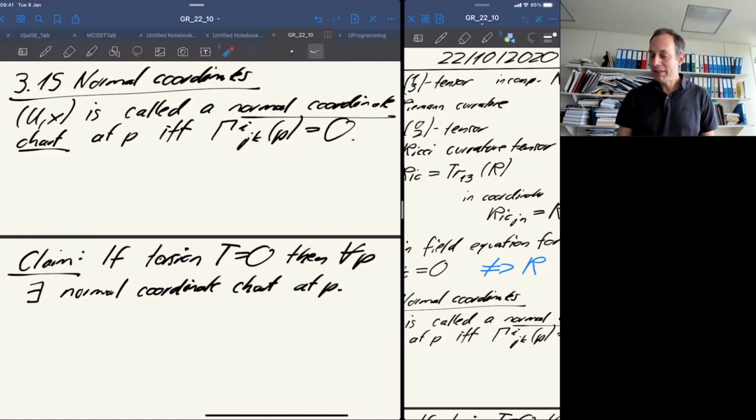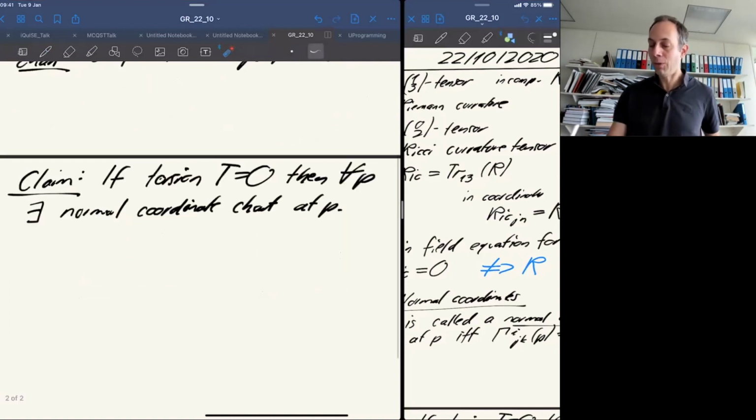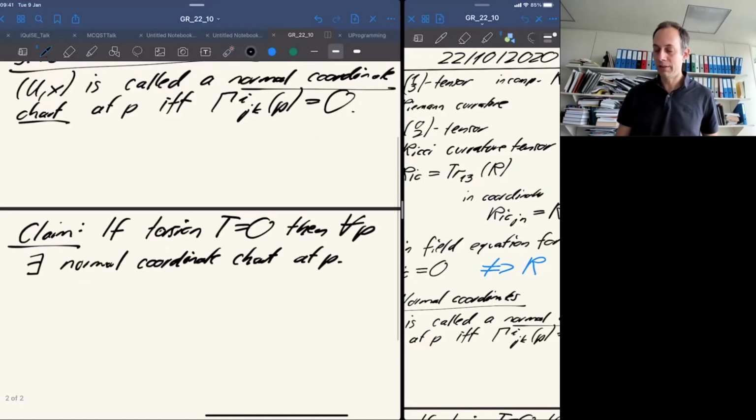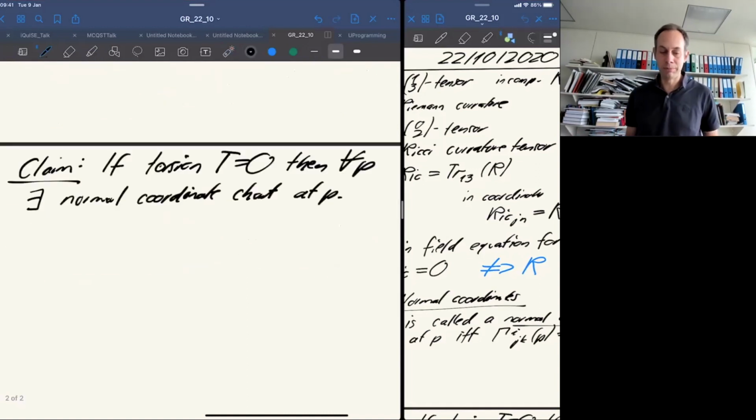Now, the claim is kind of nice because it tells us we can always do that, but it's also weak because it only tells us that we can do it at one point. So for any point, there is potentially a different coordinate chart. So there's not one coordinate chart that has vanishing gamma symbols everywhere. In other words, we can make the gamma symbols disappear at any desired point we want, but generally only at one particular point. And if we want to make them disappear at another point, we need to, again, move to another coordinate chart.